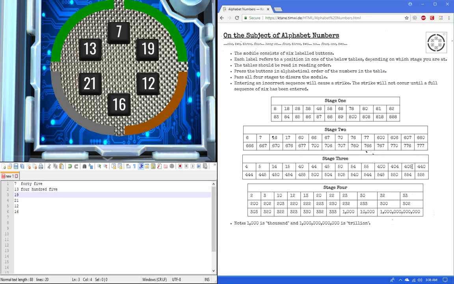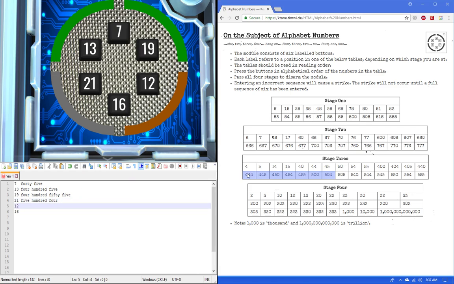Next is 19. So that's 14 here. That's 15, 16, 17, 18, 19. It's going to be 455. 21's going to show up. So 15, 16, 17, 18, 19, 20, 21. That's going to be 504.